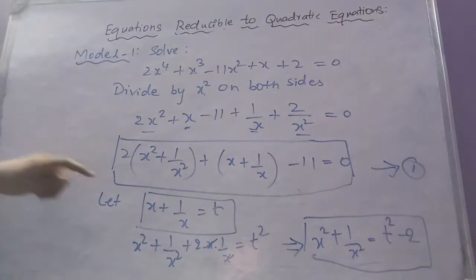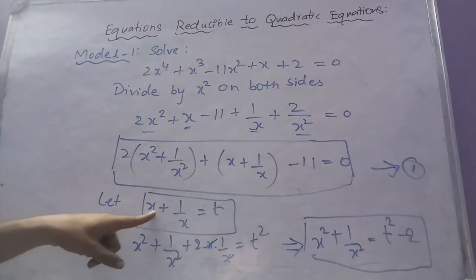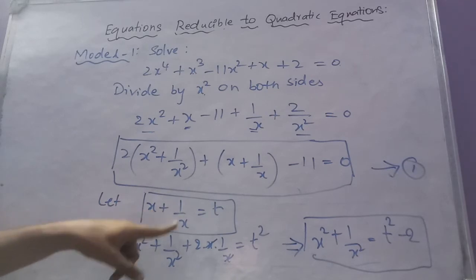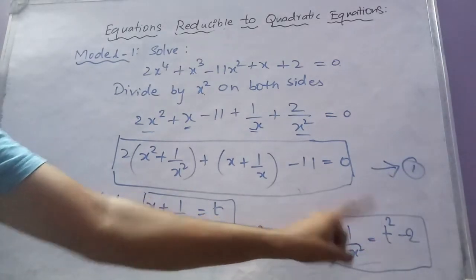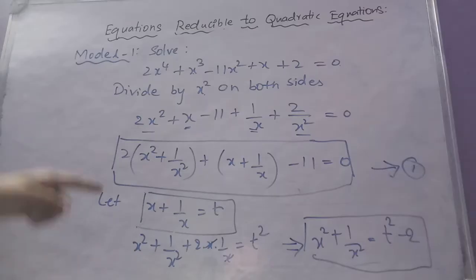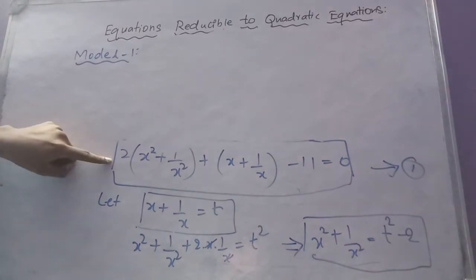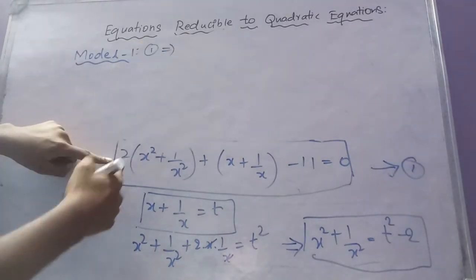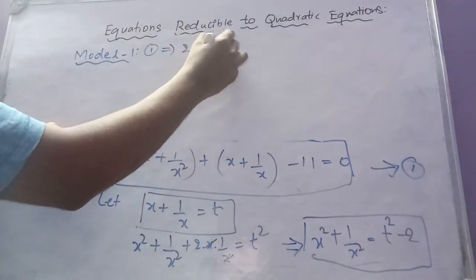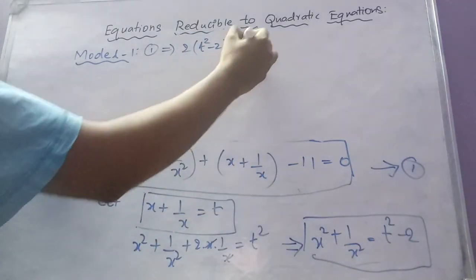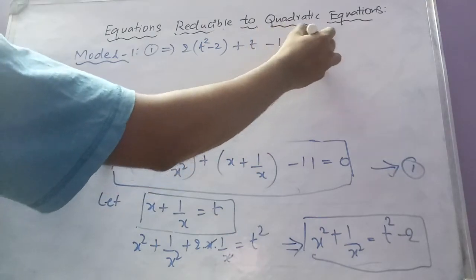So which means that in the first equation, in place of x plus 1 by x, I'll write t, and in place of x square plus 1 by x square, I'll write t square minus 2. So in the first equation, therefore, the first equation becomes 2 times this, t square minus 2, plus this, t minus 11, equal to 0.